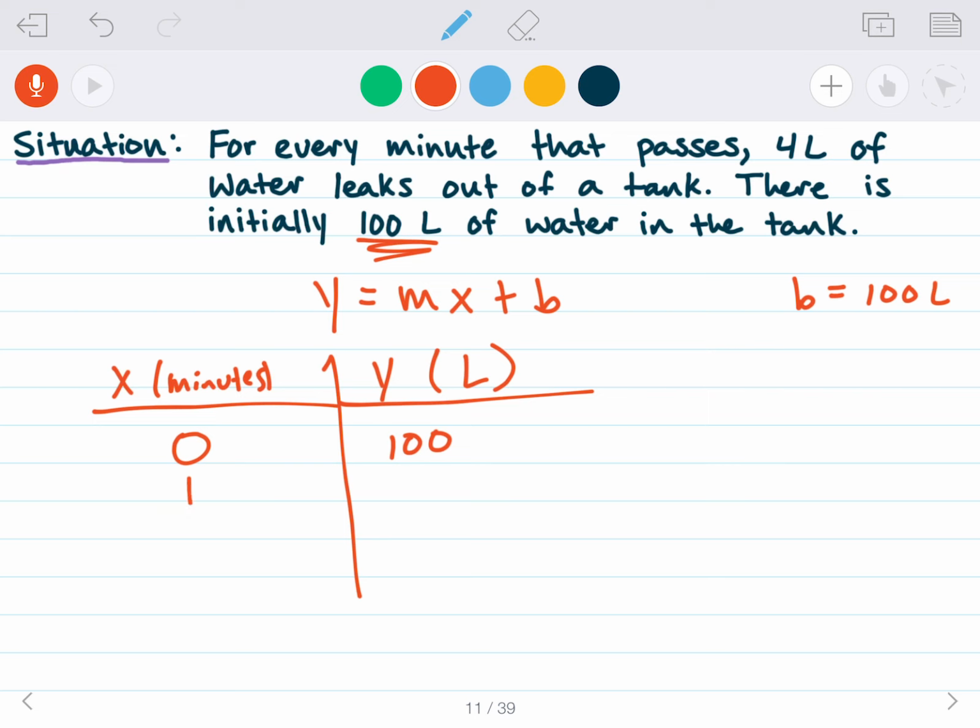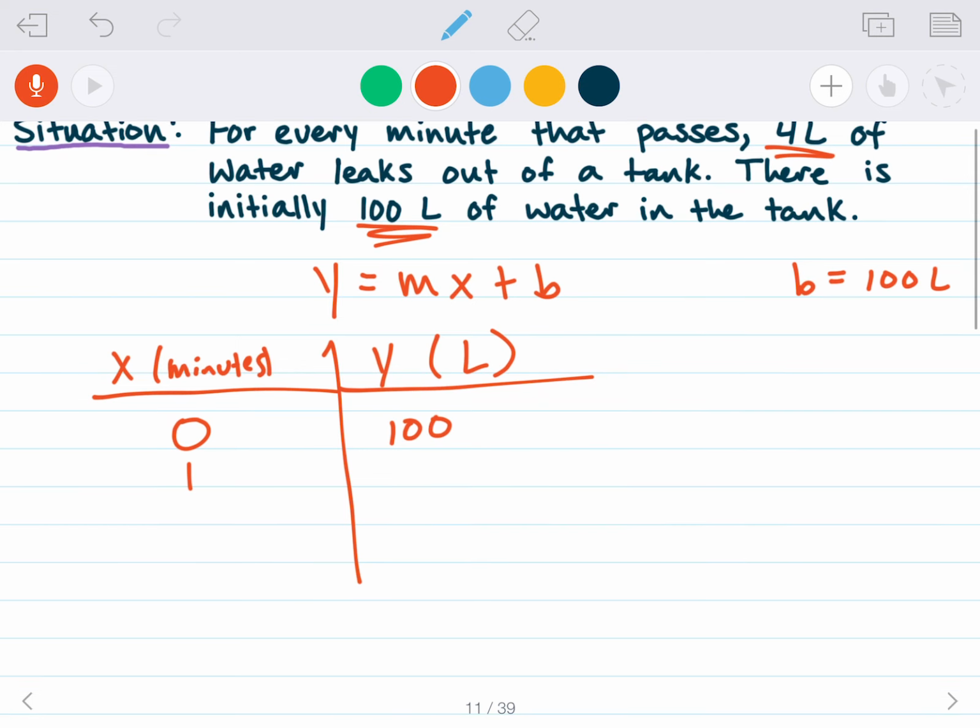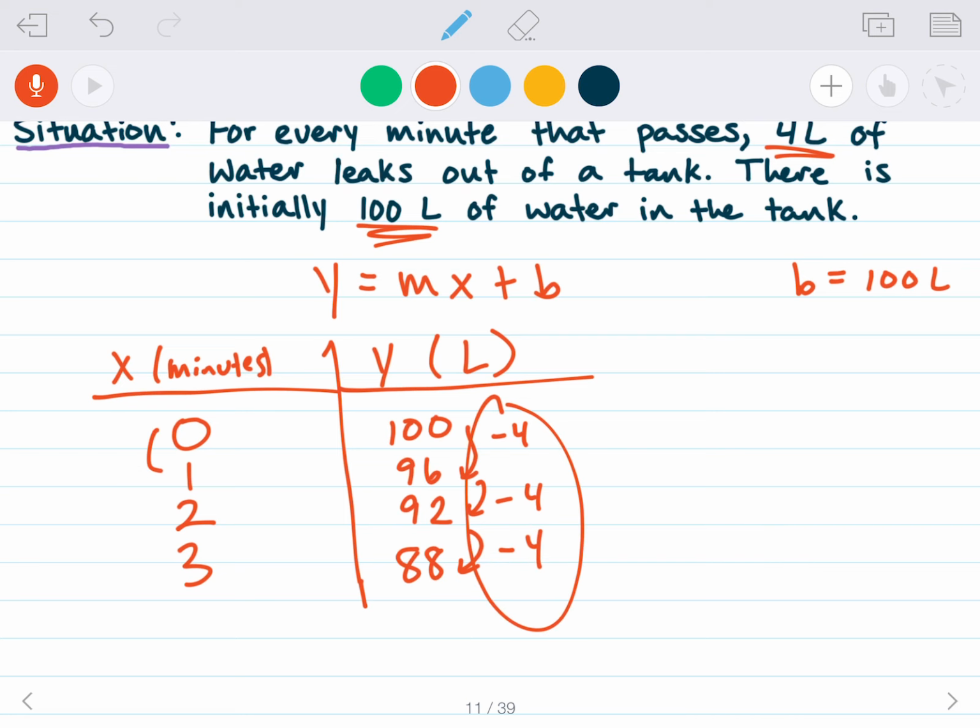Now at minute 1, it says that 4 liters leak out every minute. So 100 minus 4 is 96, minus 4. At minute 2, 96 minus 4 is 92. And so forth. Minute 3, we have 88. So as we increase the minutes by 1, we decrease the amount of water in the tank by 4 liters.